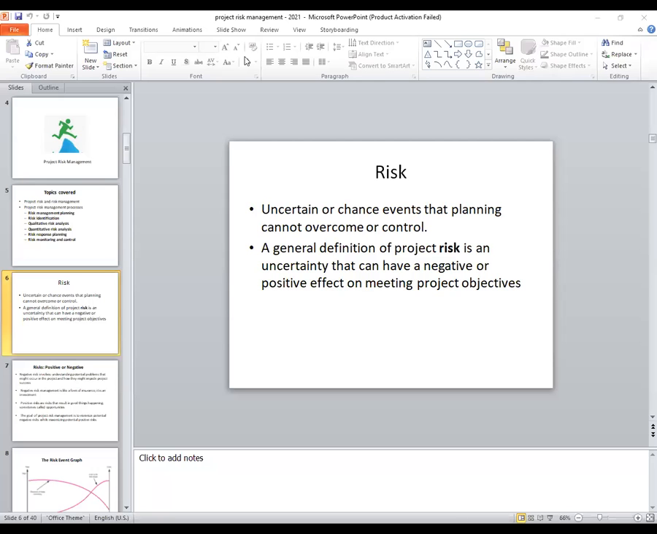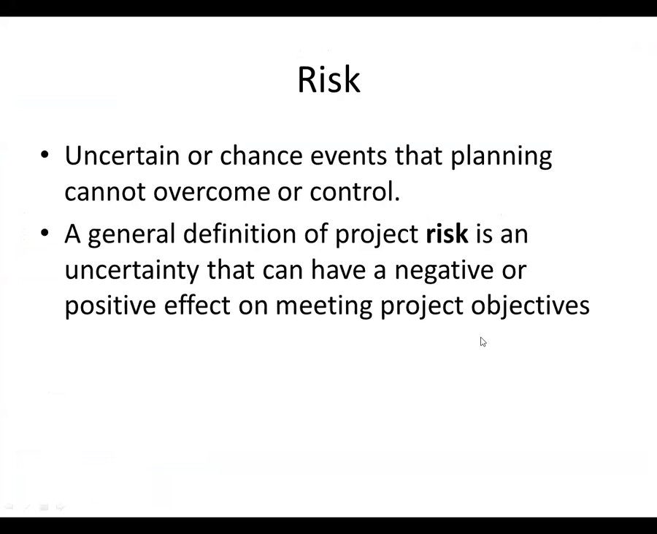So there are two major types of risks we face when doing project management in projects. They are positive risks and negative risks. Generally, risks are events we can't predict, or actually can't avoid, overcome or control through planning. So they are uncertain events. A general definition is an uncertainty that can have a negative or positive effect.